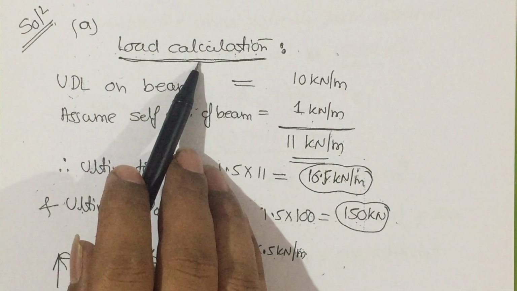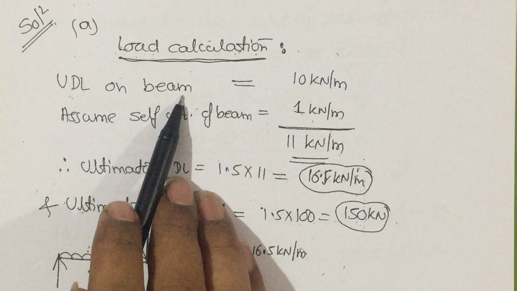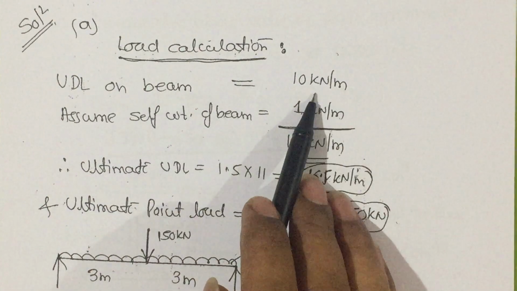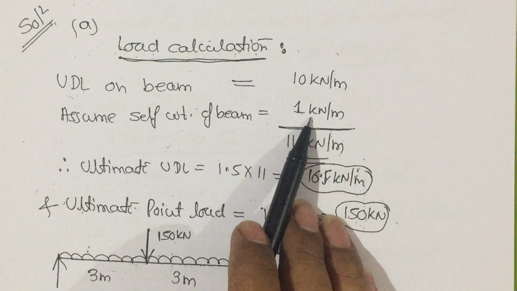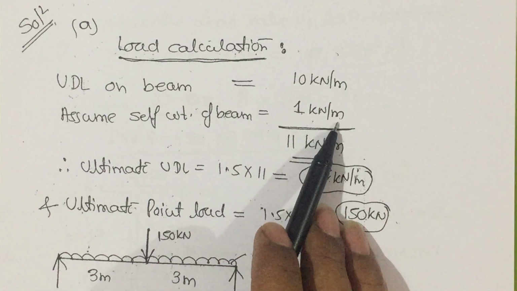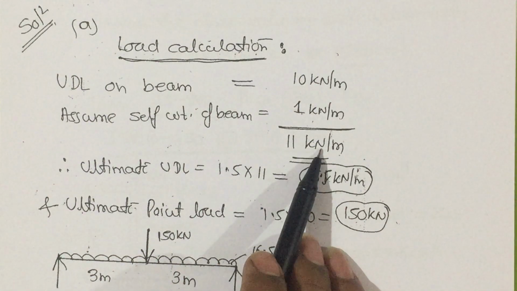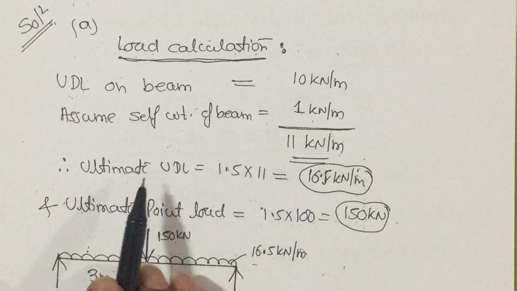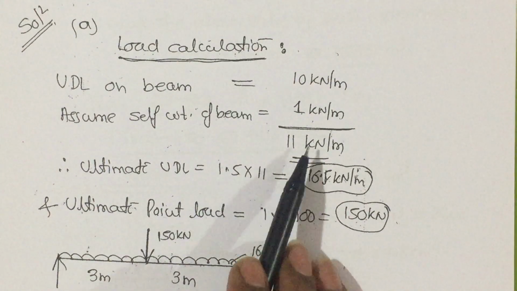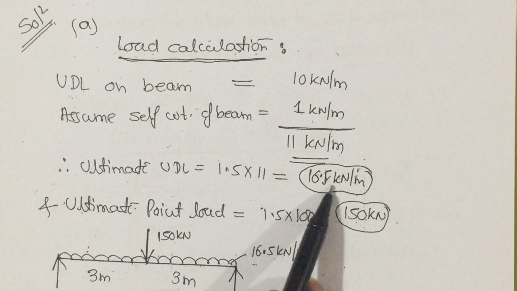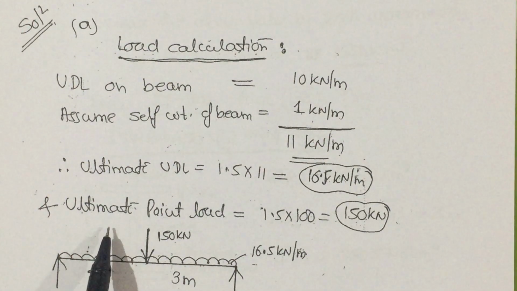First, we will go for load calculation. UDL on the beam is given as 10 kilonewton per meter. Assume self weight of the beam is equal to 1 kilonewton per meter. Total it will be 11 kilonewton per meter. Therefore, factored load or ultimate load is given by 1.5 times the working load. You will get 16.5 kilonewton per meter.